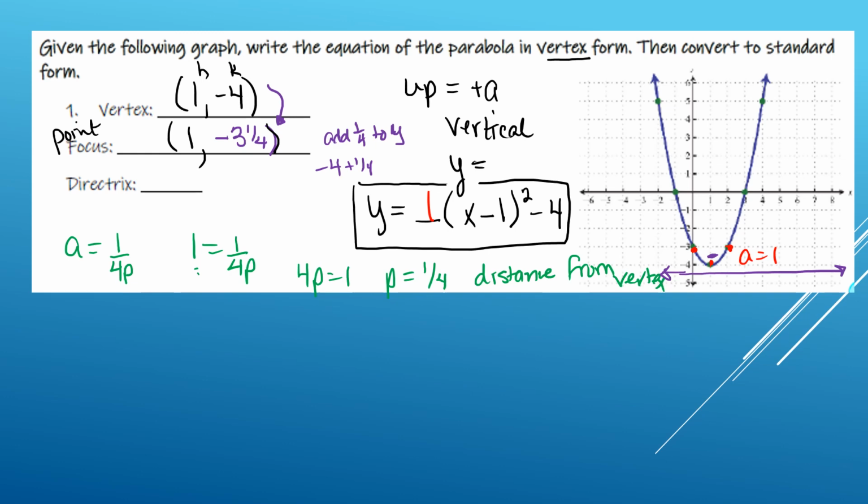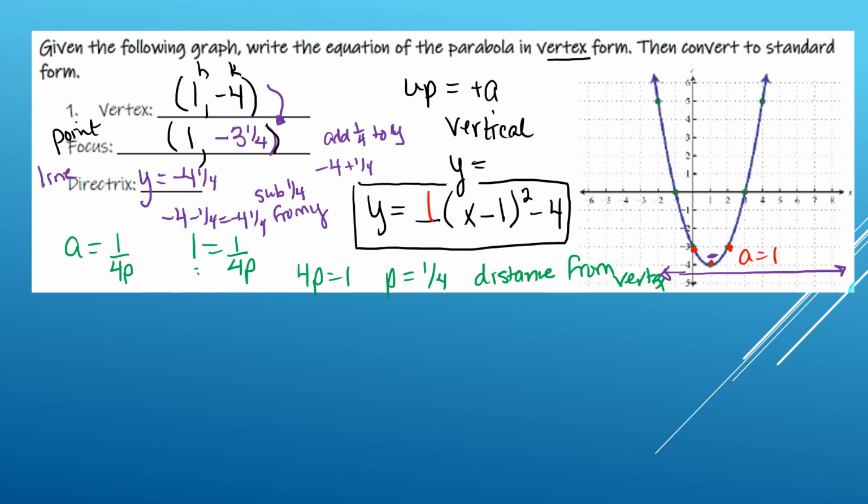So I need to go down, so I'm going to subtract 1/4 from the y value of the vertex. So -4 minus 1/4 is -4 and 1/4. And that does need to be an equation. It is a line. It's cutting through the y-axis, so it's y equals -4 and 1/4.